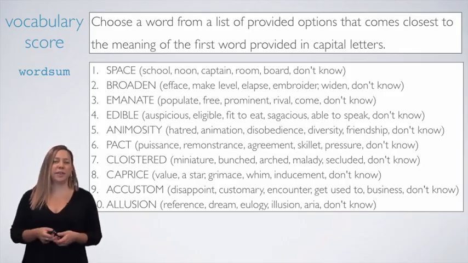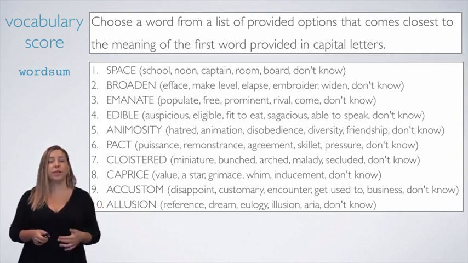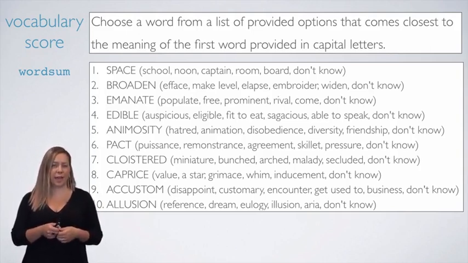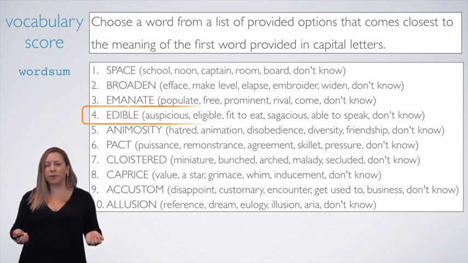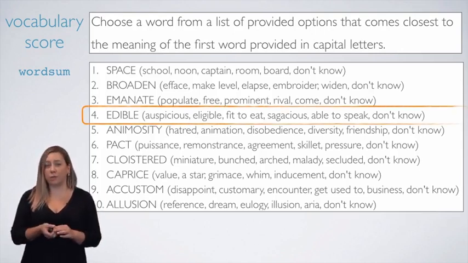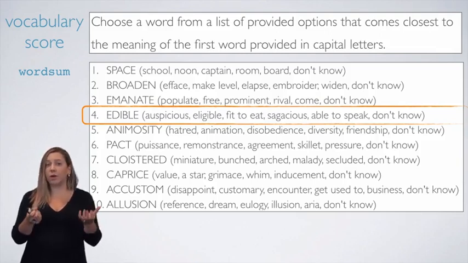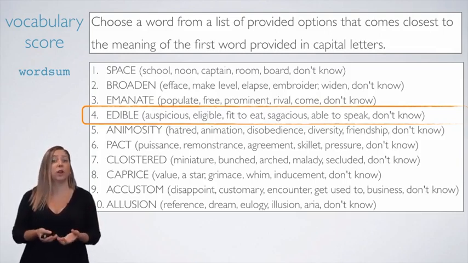The vocabulary test works as follows. Respondents are given the following list of words and are asked to choose a word from the list that comes closest to the meaning of the first word provided in capital letters. For example, which of these words is the word edible closest in meaning to? Or if you were the respondent on this survey, would you mark don't know? The answer should be fit to eat.